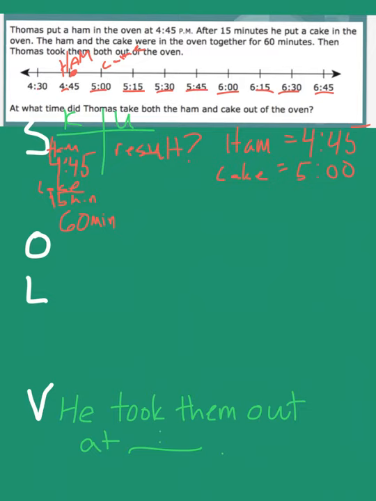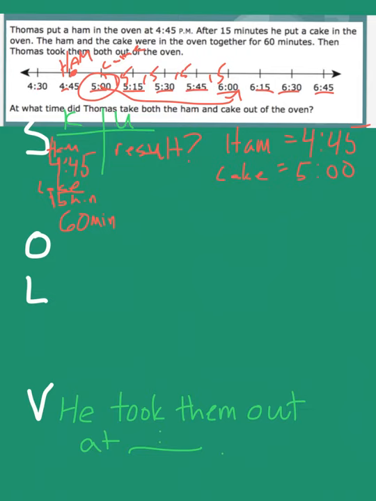They were both in the oven for 60 minutes. Well, I can do one of two things. I can think, okay, 60 minutes is 1 hour. They had to both be in there. They were both in there starting at 5 p.m. So I can say, well, an hour from here is 6 p.m. If I'm still not sure, I don't connect the fact that 60 minutes is 1 hour, I can count 15, 15, 15, 15. Okay?